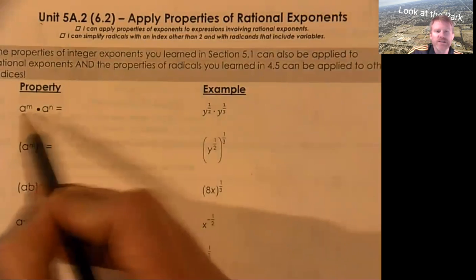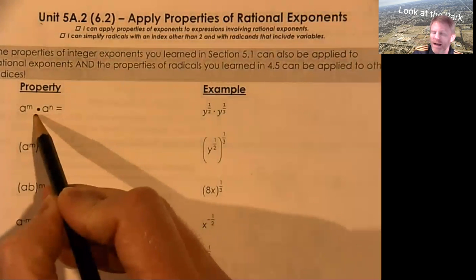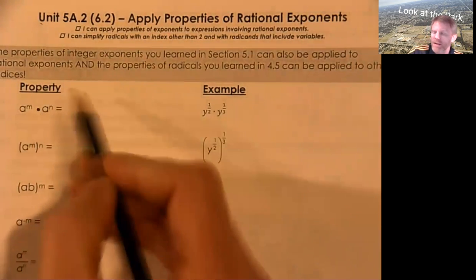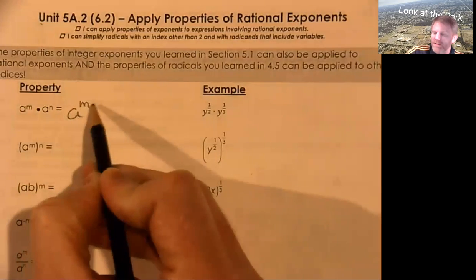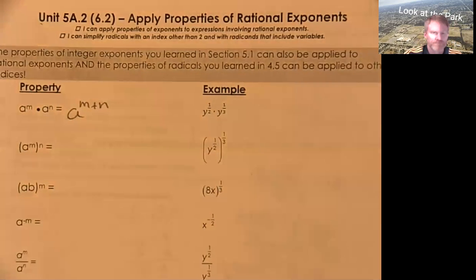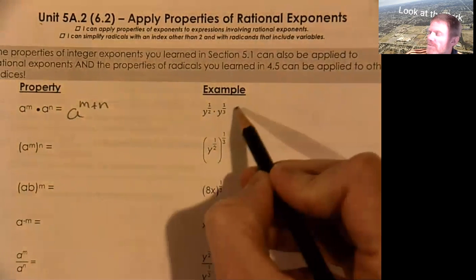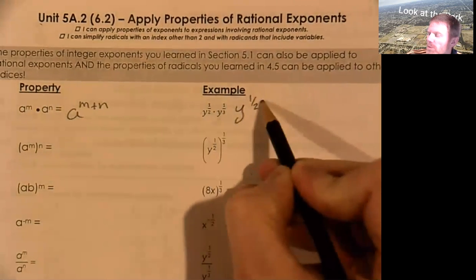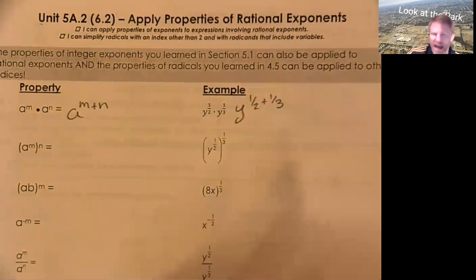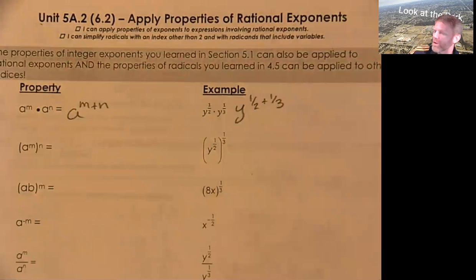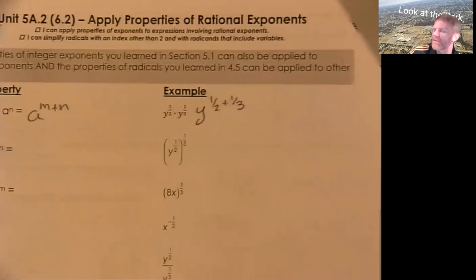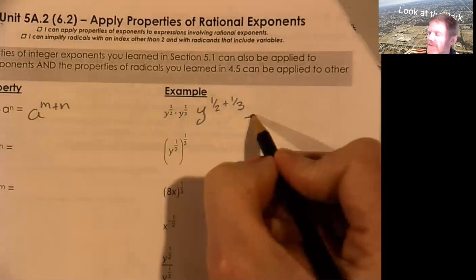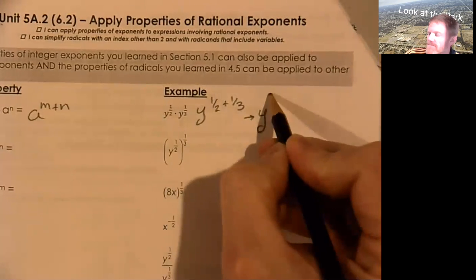So here, when the bases are the same, we multiply two bases that are the same. We're going to add the exponents. So that's a property we've done before. So now here we're going to take our y with our 1/2 plus our 1/3. We're adding the exponents together. And of course, what we know from before is that when we add exponents, we have to have common denominators.